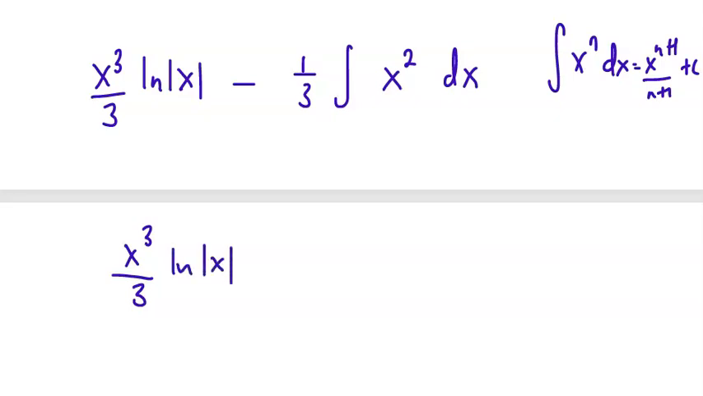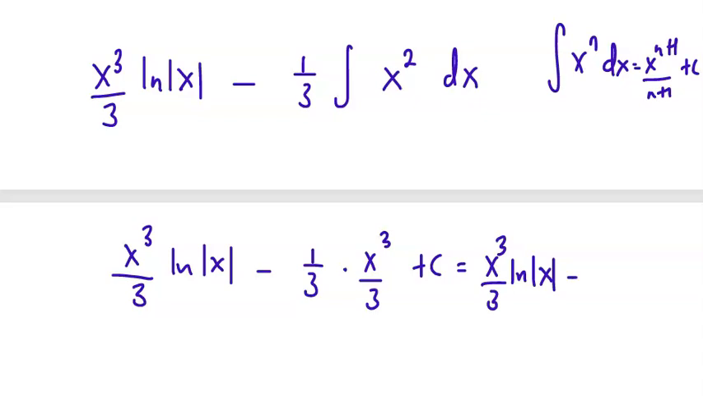So you can see we get x cubed divided by 3 multiplied by the natural log of x, and here minus, I think that will be 1 over 3 multiplied by the integral of x squared, which will give us x cubed over 3, then plus c. So simplifying nicely, we get x cubed over 3 multiplied by the natural log of x minus 1 over 9, right? Multiplied by x cubed, then plus c, and here we have the solution.